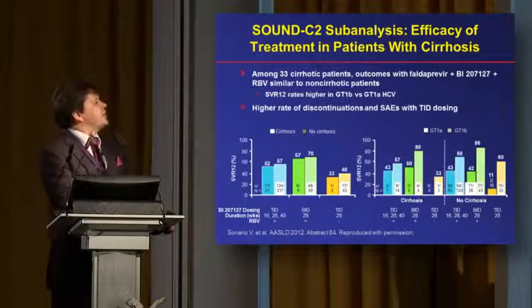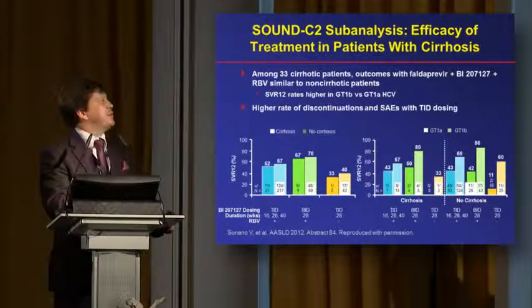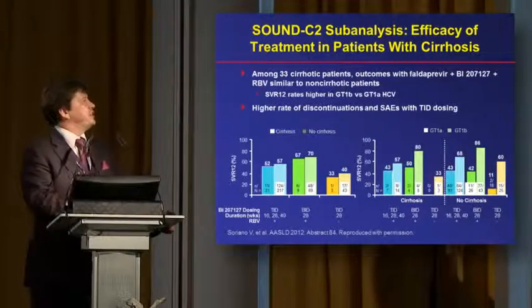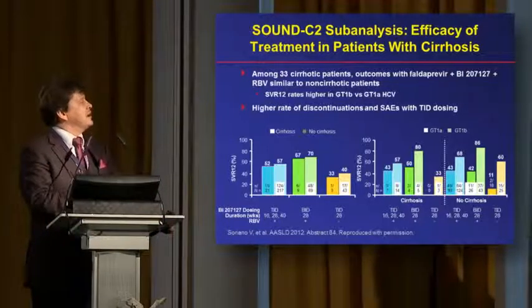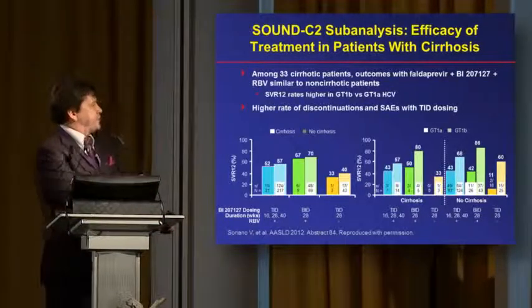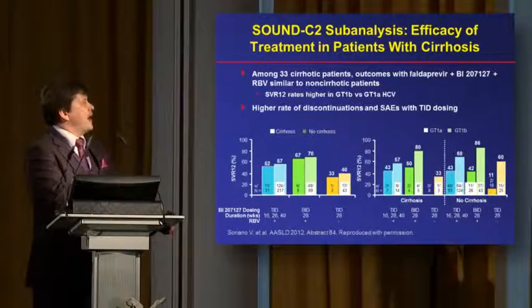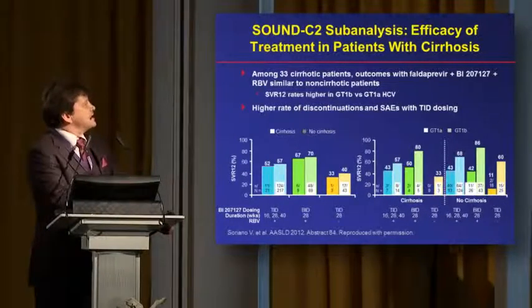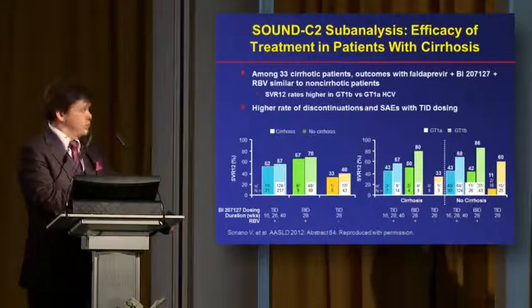Next, an interferon-free regimen, a SOUND-C2 subanalysis of treatment efficacy in patients with cirrhosis. This is the new protease inhibitor faldaprevir, a non-nucleoside polymerase inhibitor, and RBV. The results were similar to non-cirrhotic patients in all groups. However, there was a high rate of discontinuation, and SVR12 rates were higher in genotype 1B than genotype 1A in all groups.